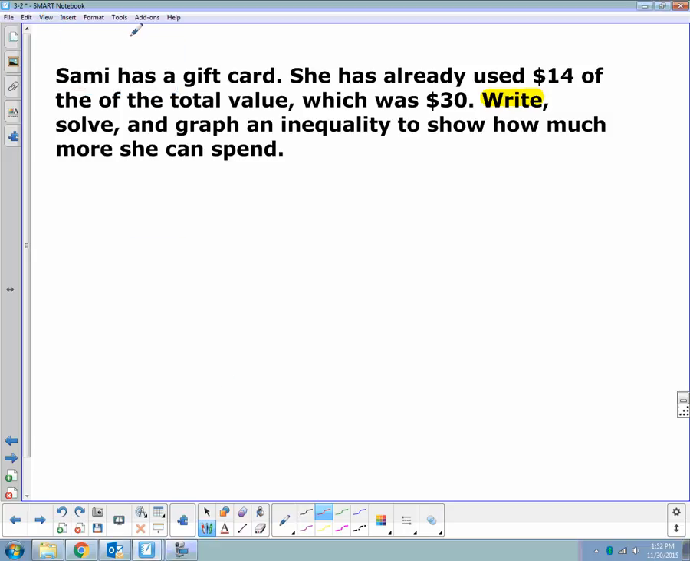Okay, so we're going to look at writing this inequality down. She's already used $14. She can use some more. We don't know how much more she can use at this point. I know some of you already know the answer, but we're going to put an X there because we don't know in this problem yet how much more she can spend. And she has $30 that she can spend total.